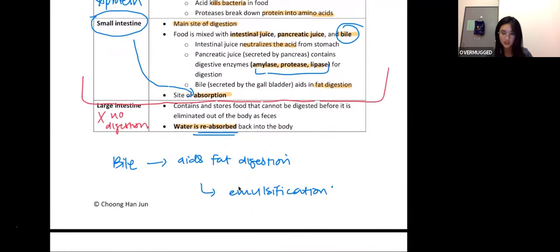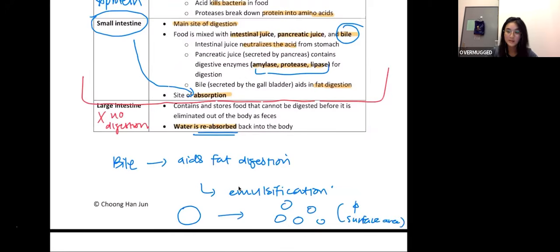Emulsification is the process where bile breaks up very big fat globules, so one big fat droplet into smaller fat droplets. So essentially, it is trying to increase surface area. All right, why is it important?